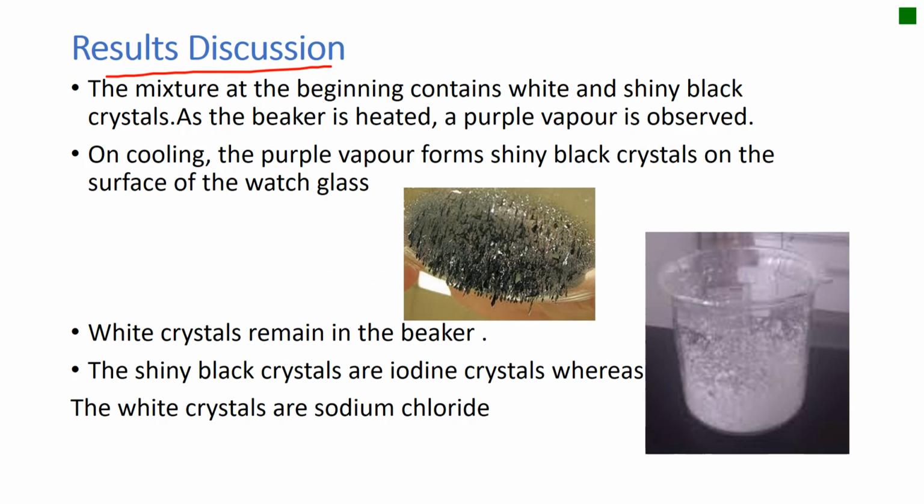Results discussion. The mixture at the beginning contains white and shiny black crystals. As the beaker is heated, a purple vapor is observed. On cooling, the purple vapor forms shiny black crystals on the surface. White crystals remain in the beaker. The shiny crystals are iodine, whereas the white crystals are sodium chloride.